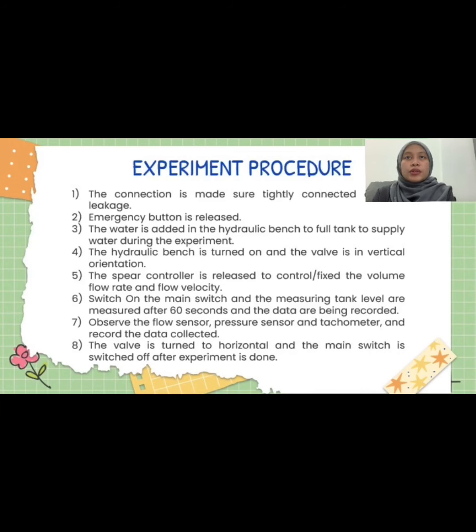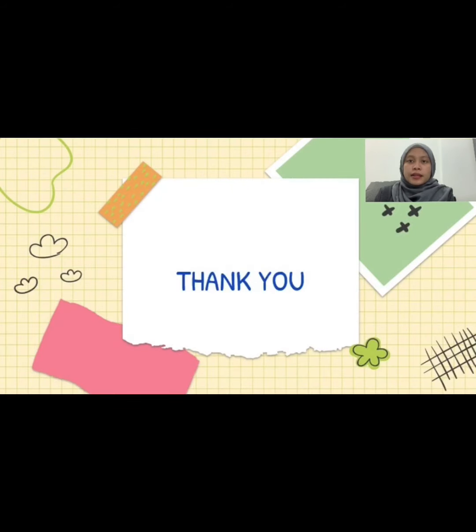6. Switch on the main switch, and the measuring tank level is measured after 60 seconds and the data are recorded. 7. Observe the flow sensor, pressure sensor and tachometer and record the data collected. And last, the valve is turned to horizontal and the main switch is switched off after the experiment is done. That's all from me.